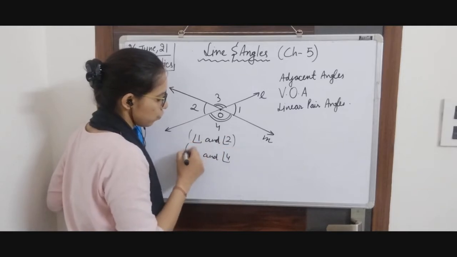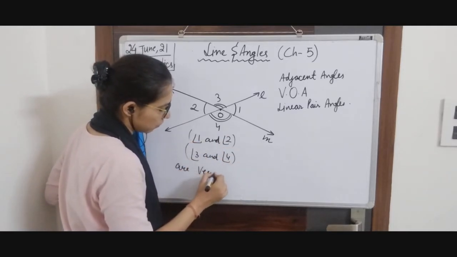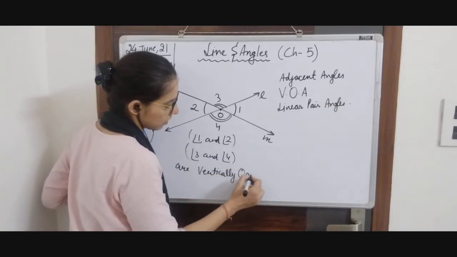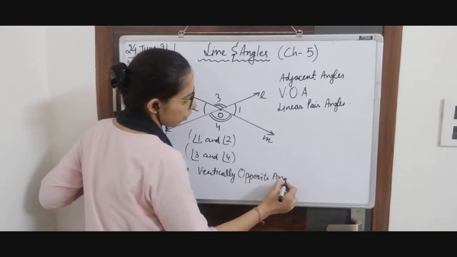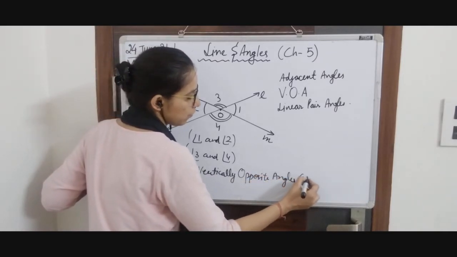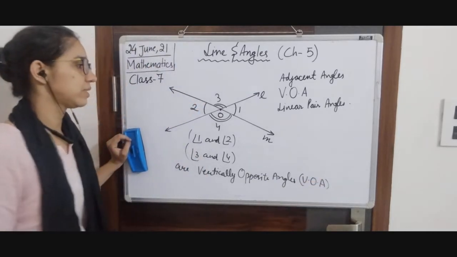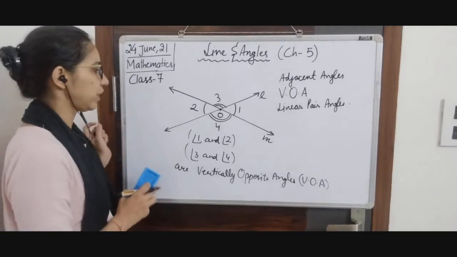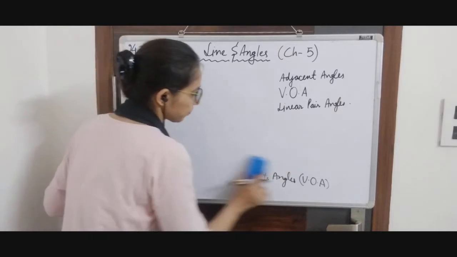We have two pairs of vertically opposite angles. In short, we write them as VOA, vertically opposite angles. Vertically opposite angles are equal. This is a property that we are going to use in our senior classes also.